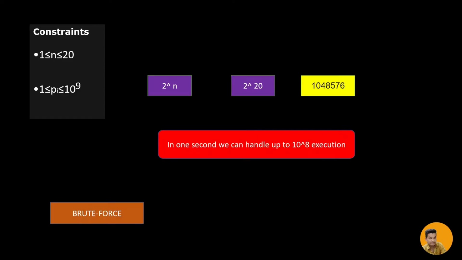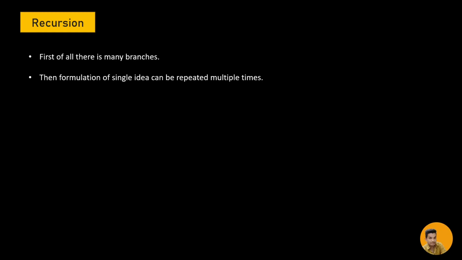And second, the formulation of a single idea can be repeated multiple times. First selecting this one and not selecting that, then selecting this, that. So there is a single idea of selection. We'll see.